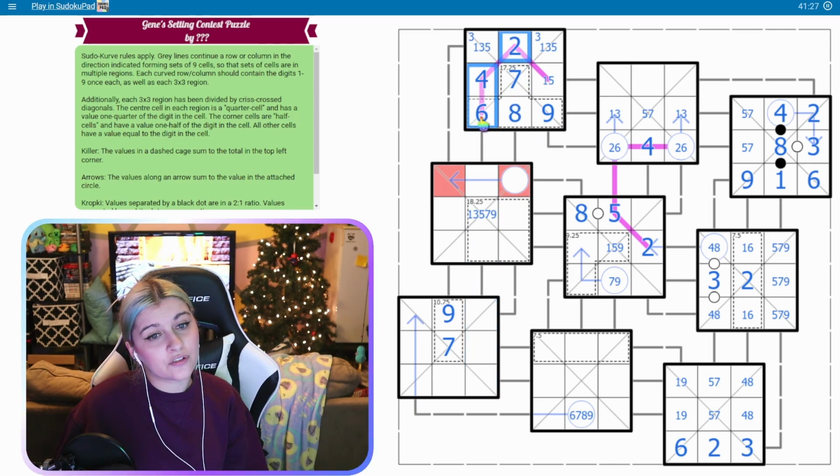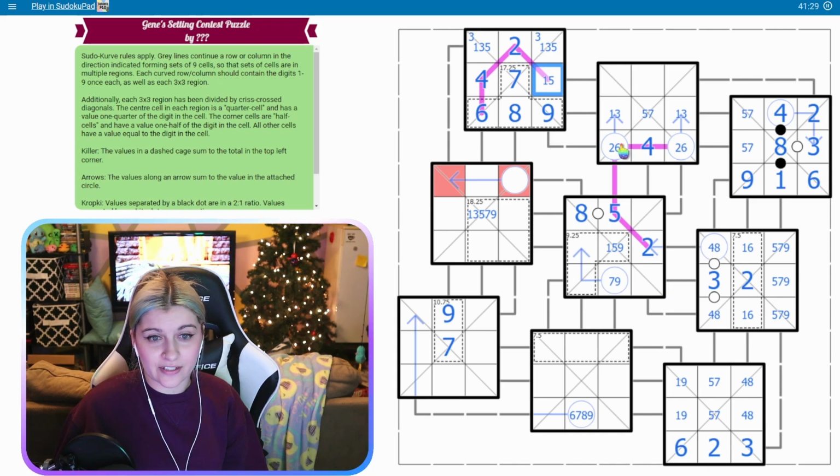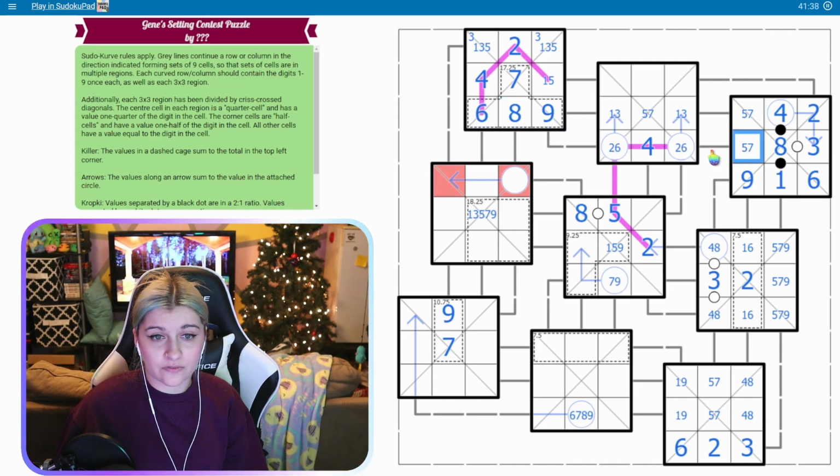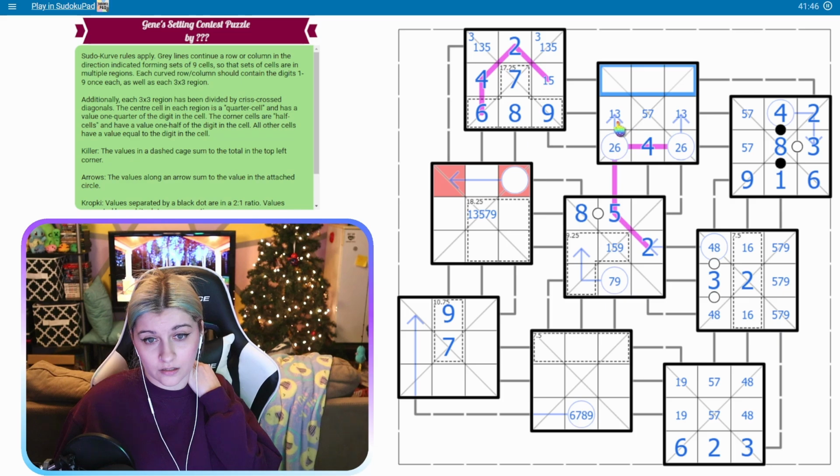This, I have a 2, 3, 4. It's still either a 1 or a 5. I don't know yet. Gosh, I don't even know. 1, 3, 5, 7, 5, 7. 2, 6, 5, 7. Okay. This region? 5, 7.